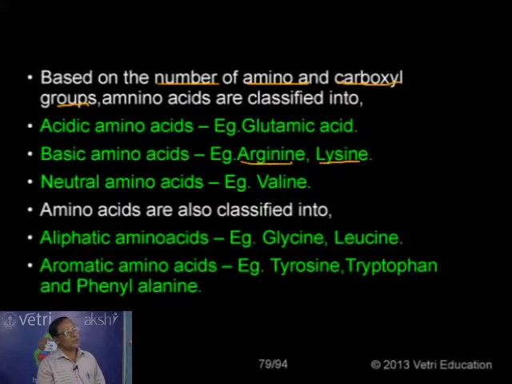Also, the amino acids are classified, as represented in the flow chart, on the structural aspect of the amino acids. Aliphatic amino acids like glycine, leucine, isoleucine, serine, etc. And aromatic amino acids of only three types: one, tryptophan, another one, tyrosine, the third one, phenylalanine. The first amino acid which was normally identified was nothing but phenylalanine.